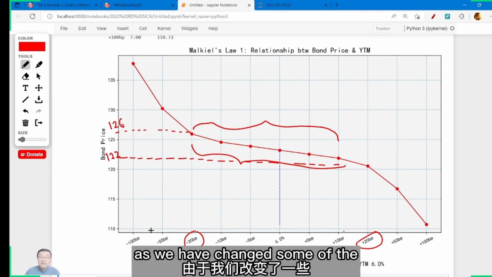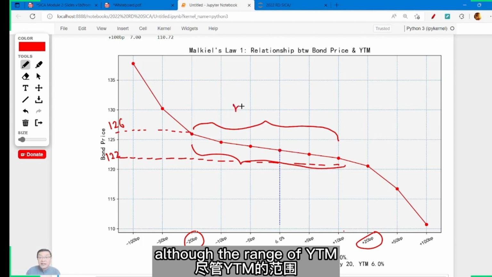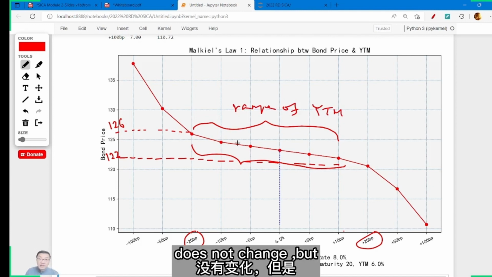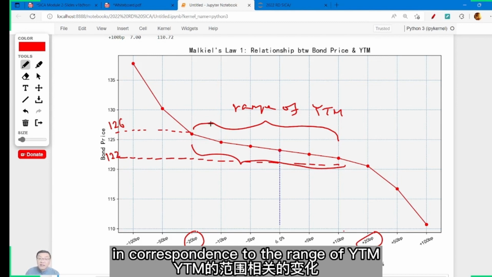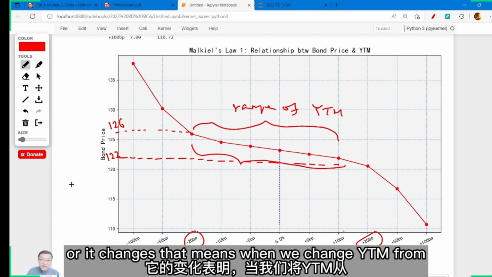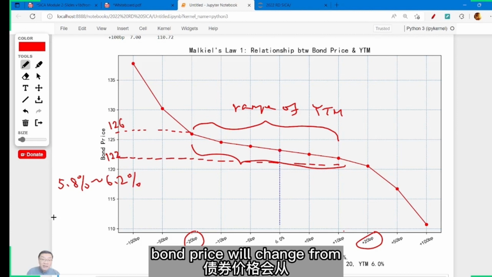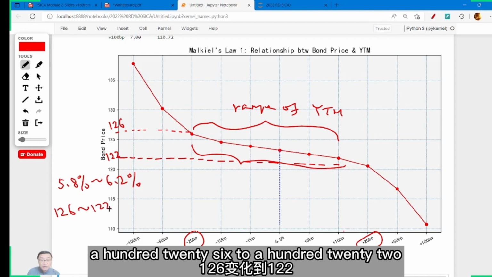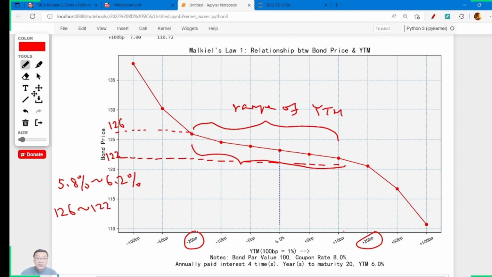As we have changed some of the parameters of a bond, although the range of YTM does not change, the range of bond price corresponding to the range of YTM already changes. That means when we change YTM from 5.8% to 6.2%, bond price will change from 126 to 122. Okay.